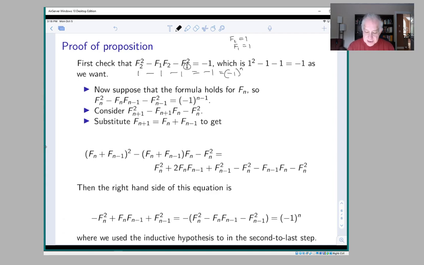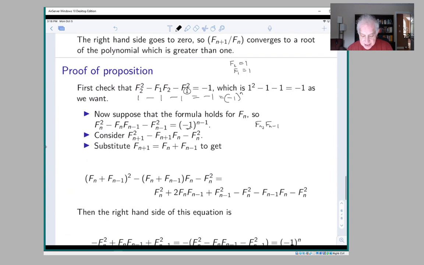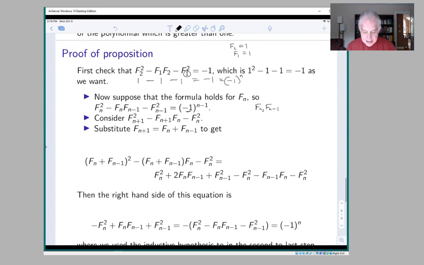Now we assume inductively that this holds for the nth Fibonacci numbers, for f_n and f_(n-1). The statement in that case is that f_n squared minus f_n times f_(n-1) minus f_(n-1) squared is (minus 1)^(n-1). And the power of minus 1, just to check, comes from the term with the minus sign. So if the minus sign here is n minus 1, then we should have the (n-1)th power of minus 1. And now we have to look at the next step, which is f_(n+1) squared minus f_(n+1) f_n minus f_n squared.